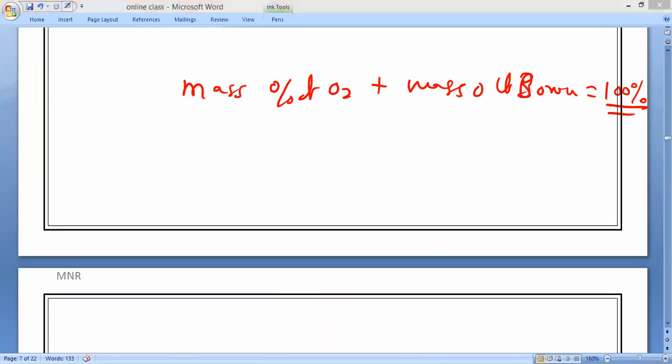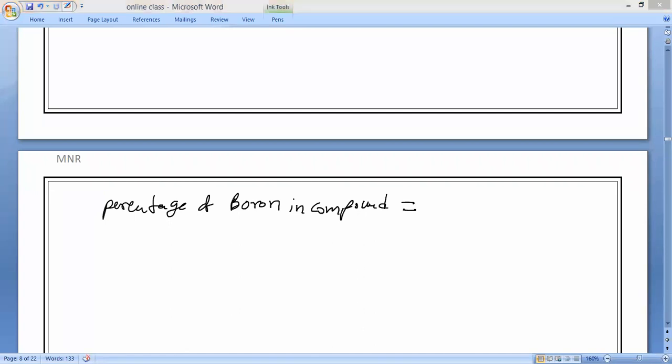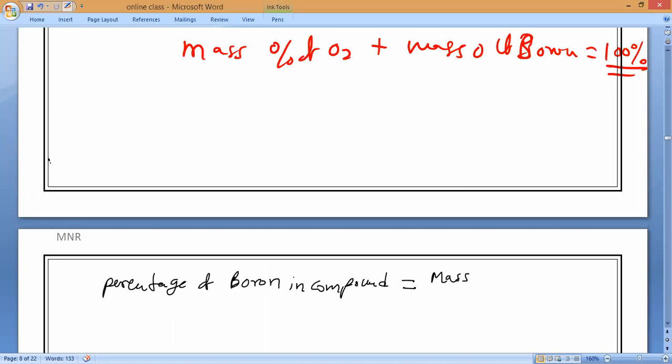First listen. Percentage of boron in compound is equal to, the formula will come. Then you should find the percentage of oxygen. Percentage of boron in compound is equal to, all of you remember, mass of boron in compound divided by... Like in the second chapter we studied mass percentage of solute. Can you tell me the formula for mass percentage of solute, and volume percentage? I want an answer from you all.